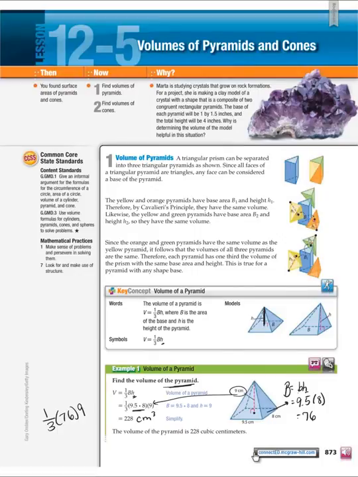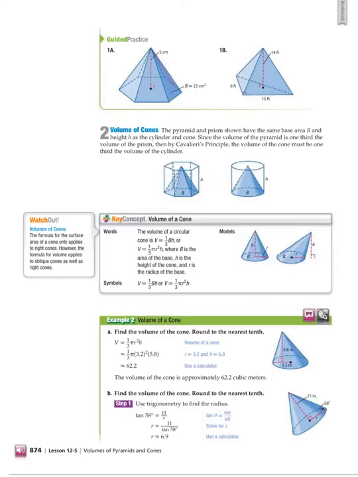Again, that uppercase B is all about finding the area of the base. That's all about Chapter 11. Now take a minute, stop the video, and let's do 1A and come back and check it together, okay?